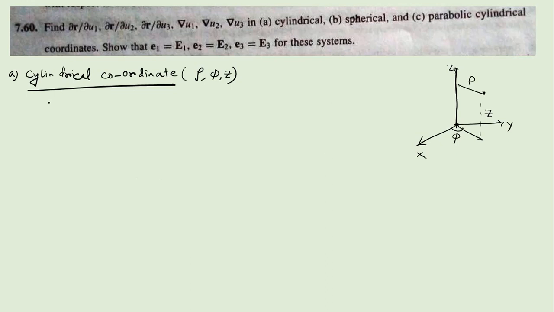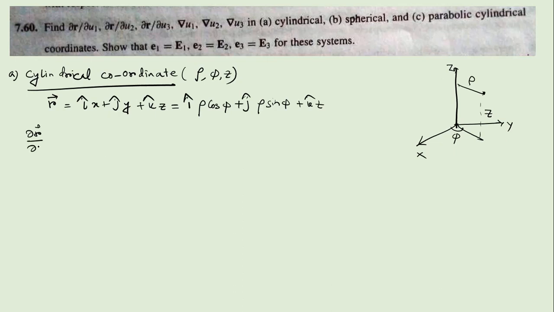So the r vector is nothing but i cap x, j cap y and k cap z, and if you put the values, x is rho cos phi, y is rho sin phi, and z is z. So find del r vector by del u1, which means rho. If you take the derivative with respect to rho, you get i cap cos phi plus j cap sin phi.